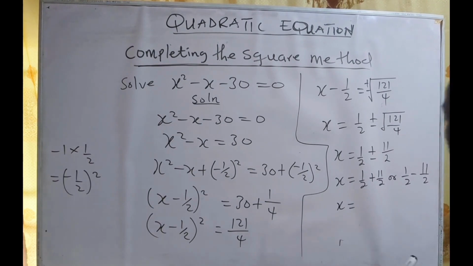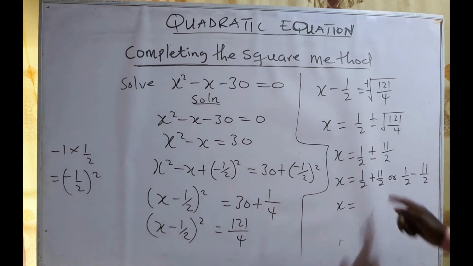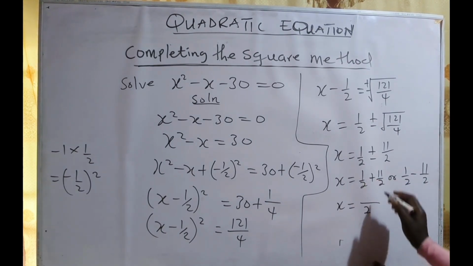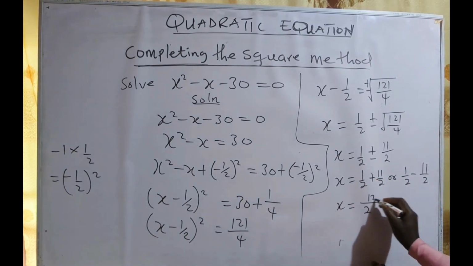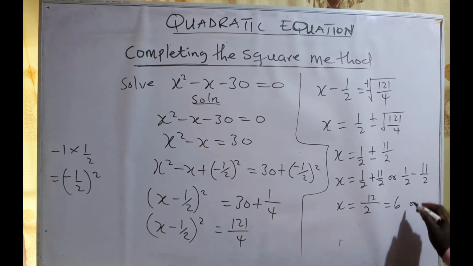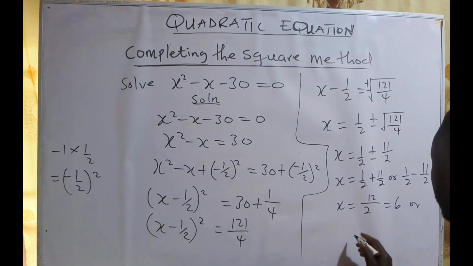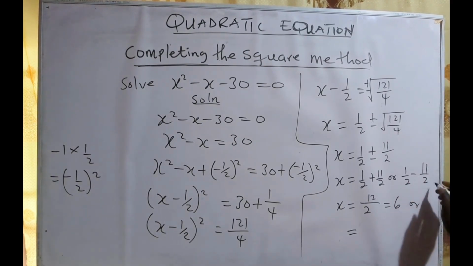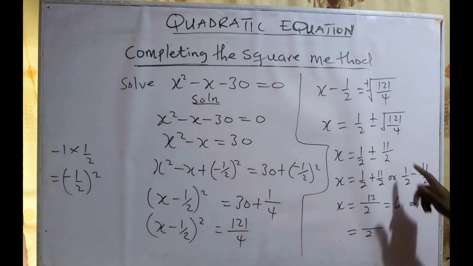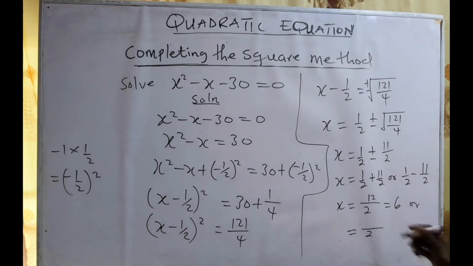So what will be x? What is 1 over 2 plus 11 over 2? So this one, our LCM will be 2. 1 plus 11 will give me what? Will give me 12. That will give me 12 over 2, which gives 6. Or we have our x to be equal to this one, 1 over 2 minus 11 over 2. The LCM will be 2. 1 minus 11 will give me what?